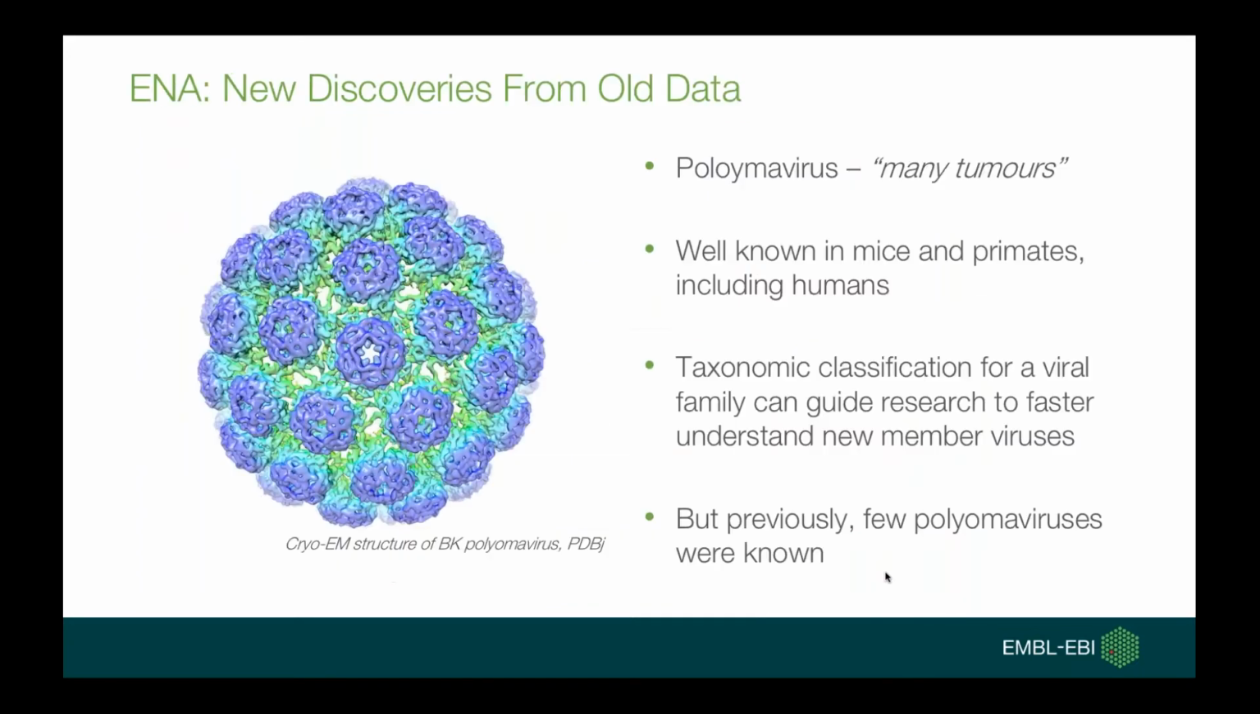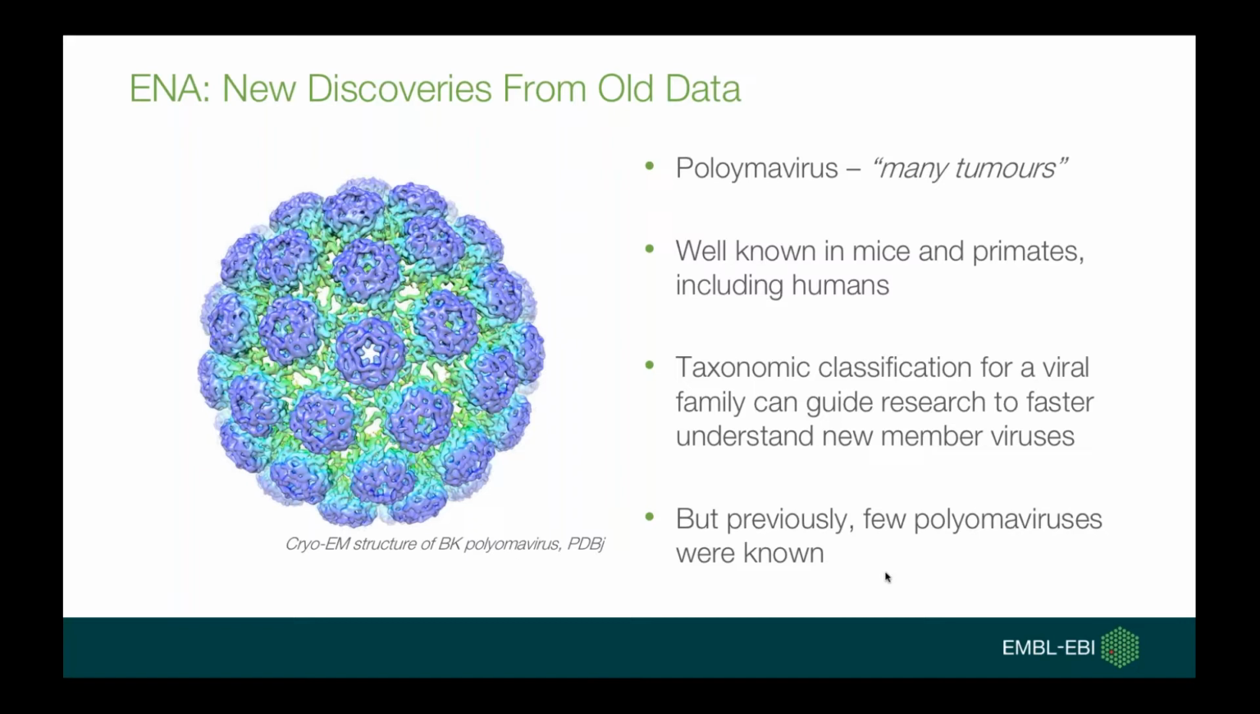As well as big collaborations like that, individual researchers, maybe such as yourselves, can benefit as well. I want to highlight that with an example for a moment. What you're looking at here is a polyoma virus. Polyoma means many tumors, so it may be apparent why polyoma viruses are not good. Prior to the work I'm going to discuss on the next slide, they were quite well known in mice and primates, including humans, but not really beyond that.